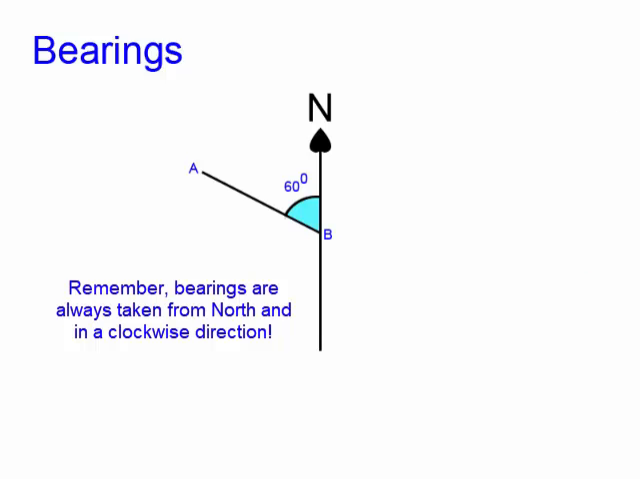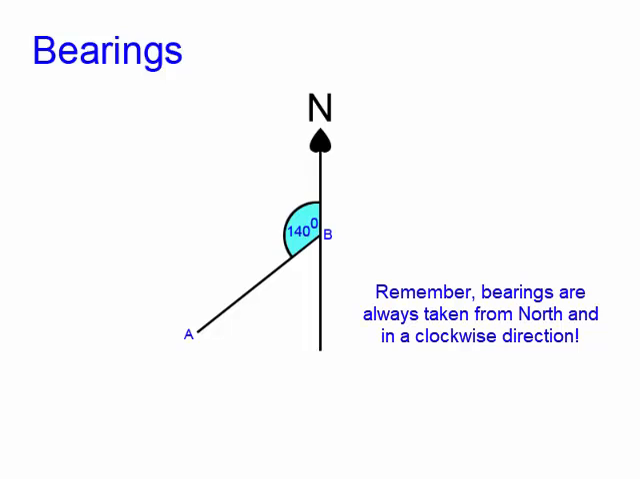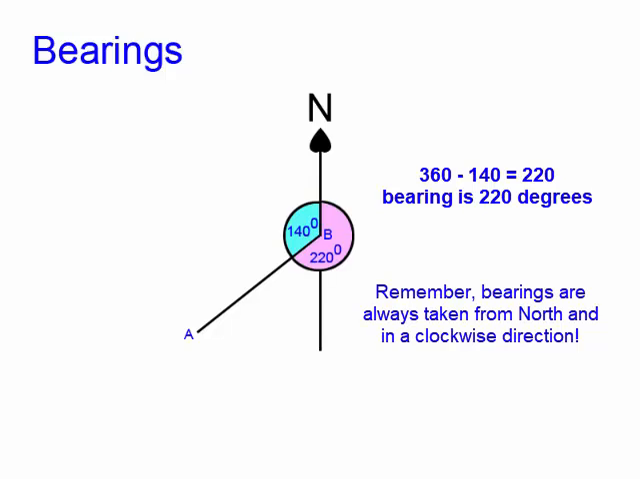In this example, we have been given an angle of 60 degrees and have been asked to calculate the bearing of A from B. Now, a complete circle is 360 degrees. If we now take away the 60 degrees from the 360, we will calculate our bearing, which is 300 degrees. Similarly, in this example, we have been given the angle of 140 degrees. We subtract 140 degrees from 360 degrees, which gives us a bearing of 220 degrees.